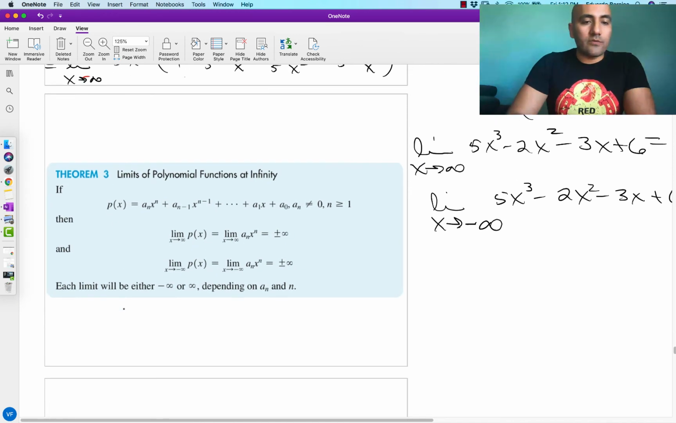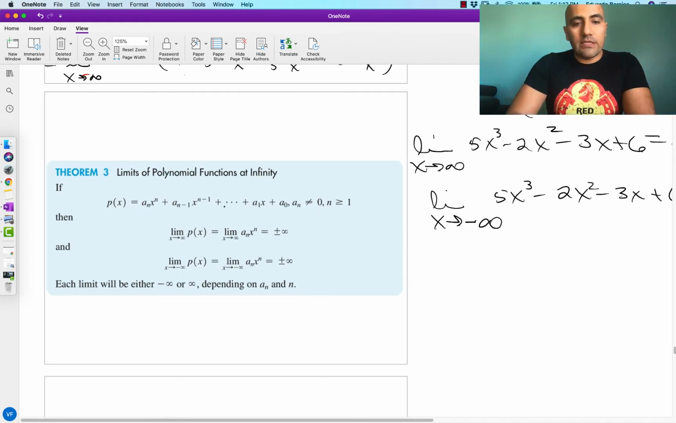Okay, limits of polynomials. So if we have a polynomial of this form, p of x equals this, the standard form of a polynomial, where a sub n does not equal 0. So we don't want the leading term to be 0 because otherwise it wouldn't be a polynomial of degree n. So we're just ignoring that case where the leading term is 0. And we want the n value to be greater than or equal to 1, so that we definitely have a polynomial that's of degree at least 1. Then the polynomial has the following limits.